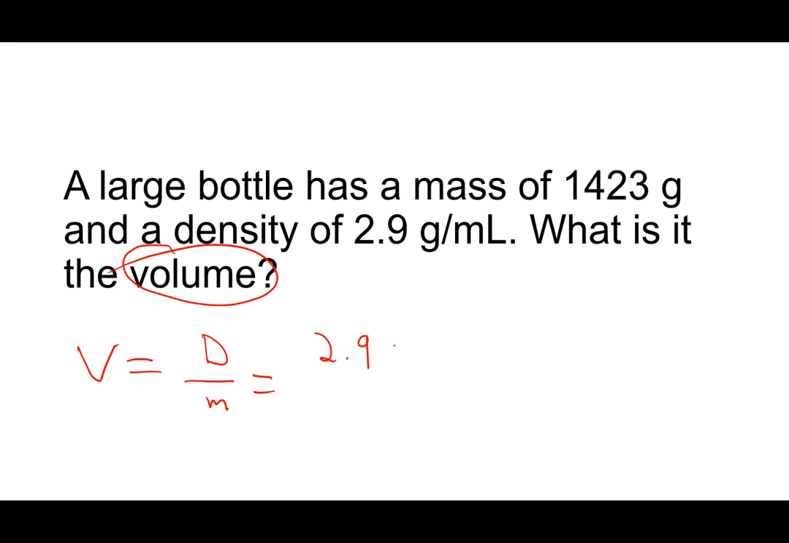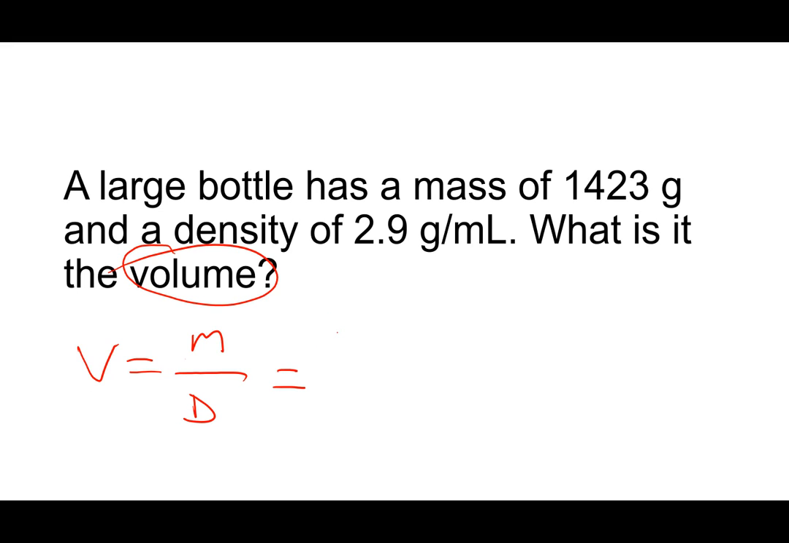I have 2.9 grams per milliliter divided by, actually, I think I did this wrong. The equation for volume is actually going to be mass divided by, actually, let me see here. Yeah, mass divided by density. I don't think that's what I had before. So I have mass divided by density, and that's my equation for volume.